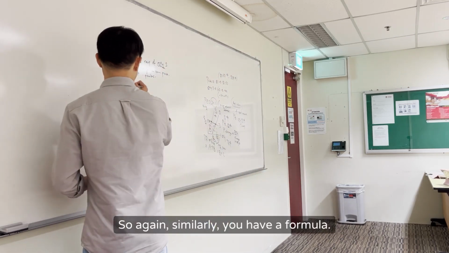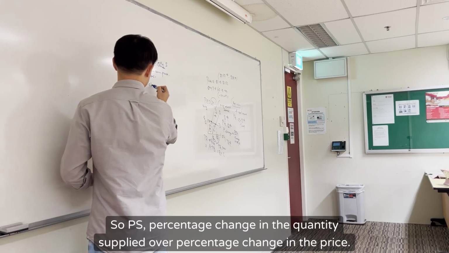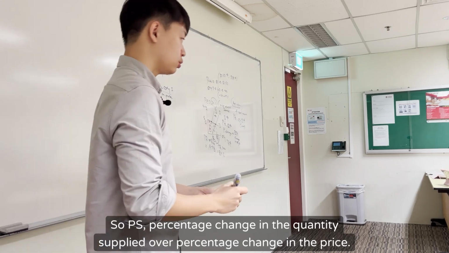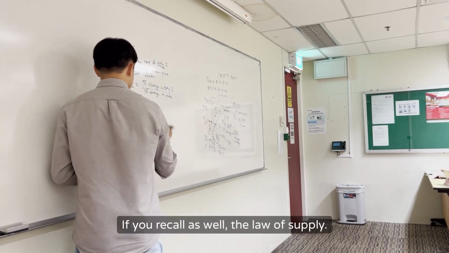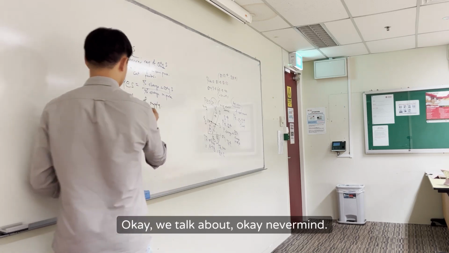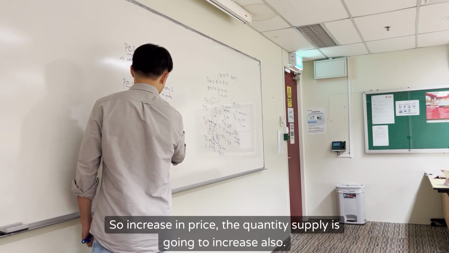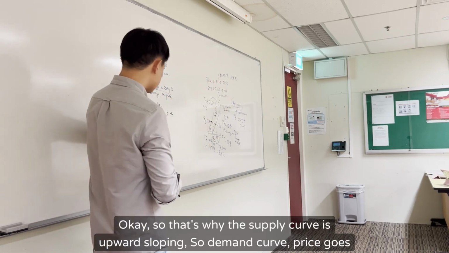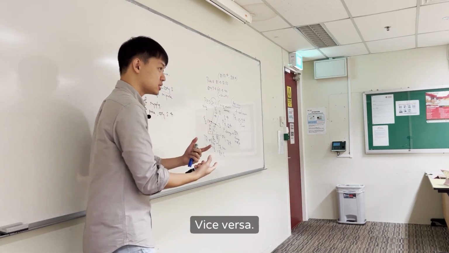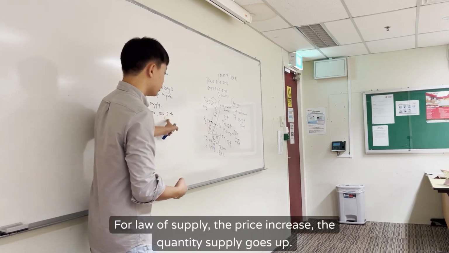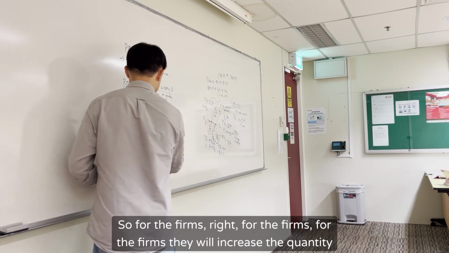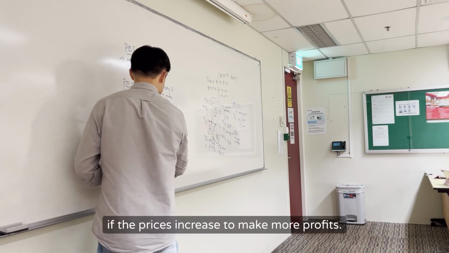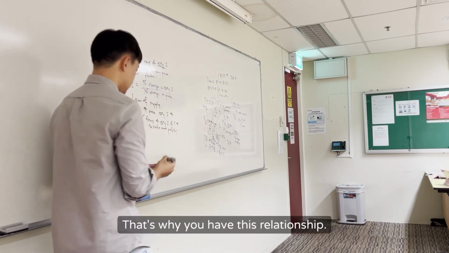So again, similarly, you have a formula. PES is the percentage change in the quantity supplied over the percentage change in the price. So we're just tweaking a bit of things, quite similar. If you recall as well, the law of supply: an increase in price, the quantity supplied is going to increase also. That's why the supply curve is upward sloping. For the demand curve, price goes up, quantity demanded drops, vice versa. For the law of supply, the price increases, the quantity supplied goes up. For the firms, they will increase the quantity supplied if the prices increase, to make more profits. That's why you have this relationship.